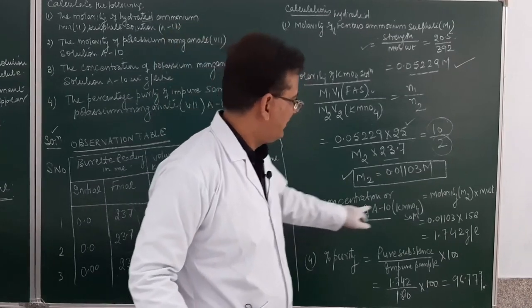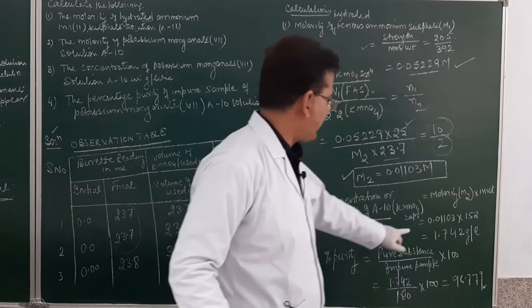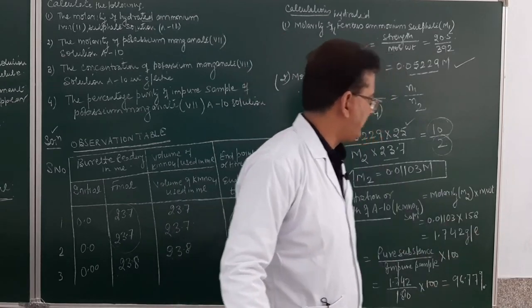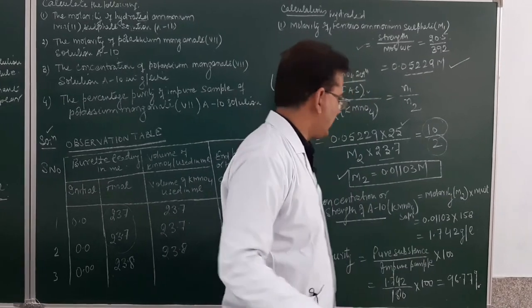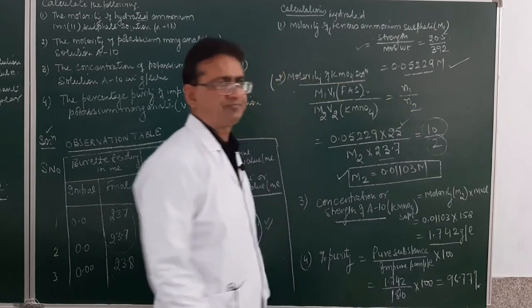Now third will be the concentration or the strength of KMnO4 solution. How do we determine this? It will be molarity multiplied by molecular weight. What is the molarity coming? 0.01103. What is the molecular weight of KMnO4? 158. So it will come out to be equal to 1.748 gram per liter.